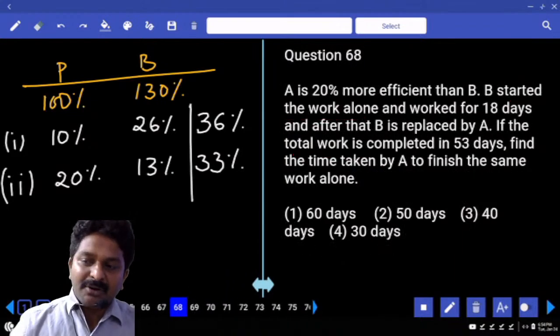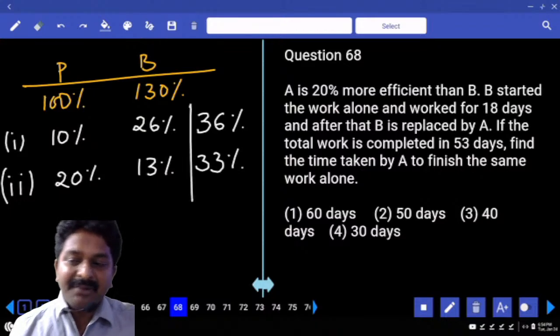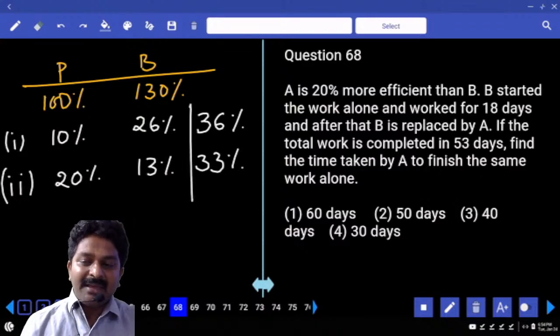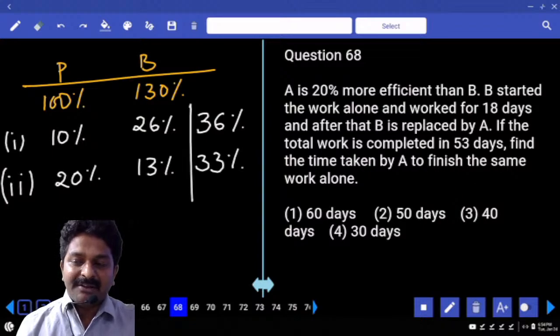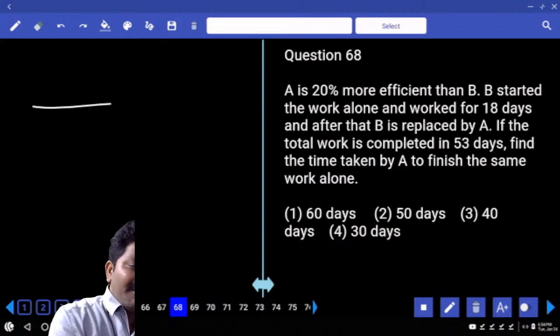A is 20% more efficient than B. B started the work alone and worked for 18 days. After that, B is replaced by A. The total work is completed in 53 days. Find the time taken by A to finish the same piece of work. Okay, right. I'll make it simple.